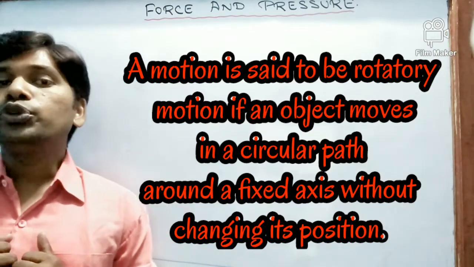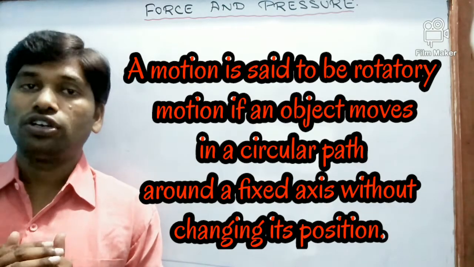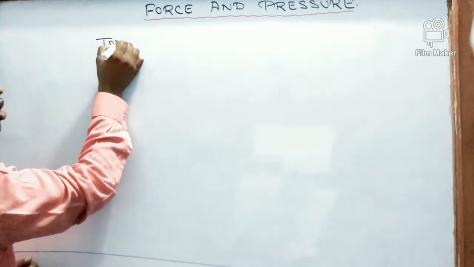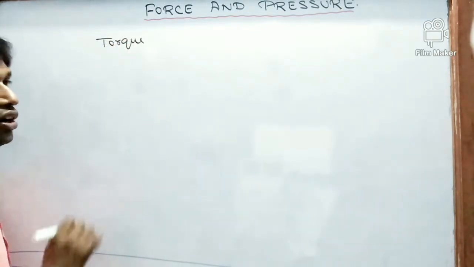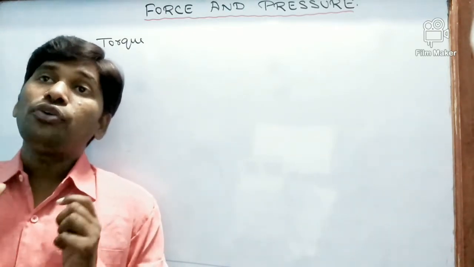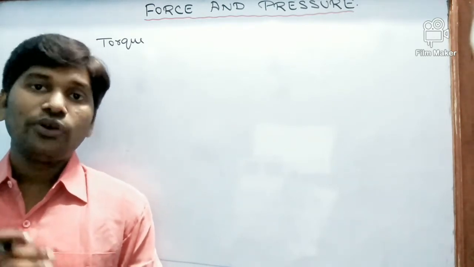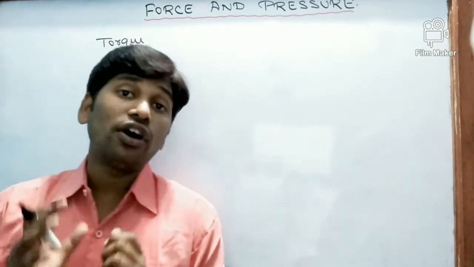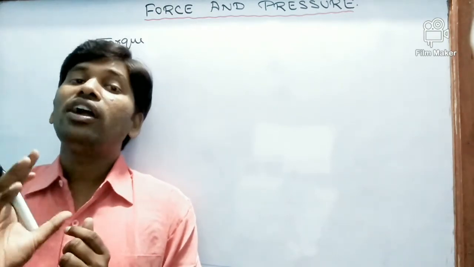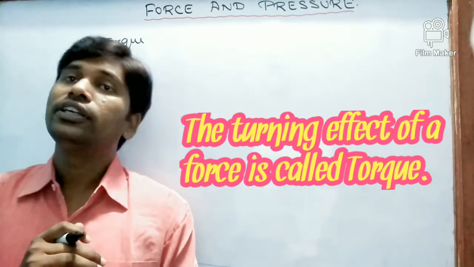After knowing these two types of motion, we will learn about a topic known as torque or moment of force. So what is torque or moment of force? Another name for torque is moment of force. The turning effect of a force is called torque or moment of force. When we apply force on a body which is pivoted at a point, the body starts rotating. That turning effect of force is called the torque.